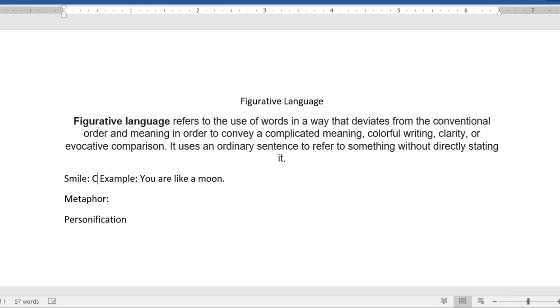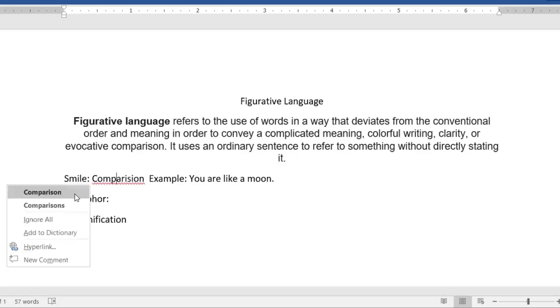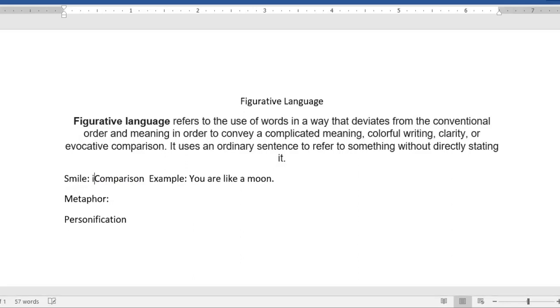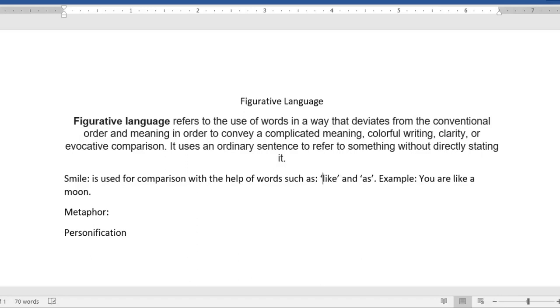Anyone? Now see, simile we use for comparison. So simile is used for comparison, and you can also say with the help of words such as like and as. So these words, as and like, are used in a simile for comparison purpose.